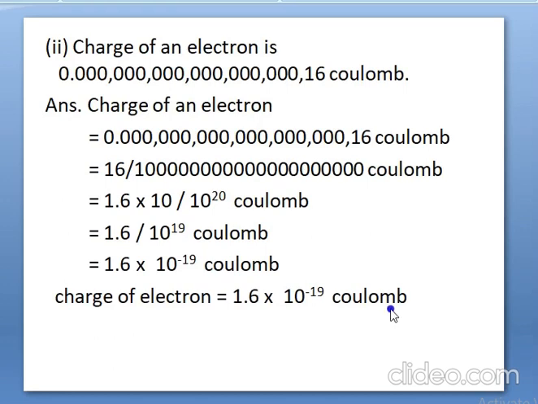Second one, charge of an electron is, you are having this many zeros, 16 coulomb. So the charge of the electron, what is given in the question, is 16 divided by 10 to the power 20 coulomb. So 1.6 into, for keeping the decimal, we are keeping 10. So 1.6 into 10 divided by 10 to the power 20 coulomb. So 10 and 10 to the power 20 are simplified, we will get 10 to the power minus 19 coulomb. So the charge of the electron is 1.6 into 10 to the power minus 19 coulomb.